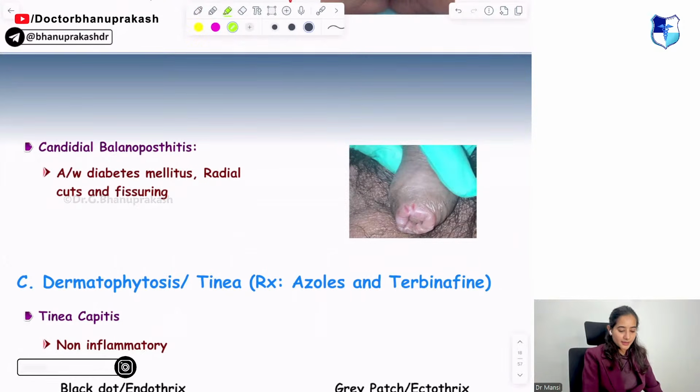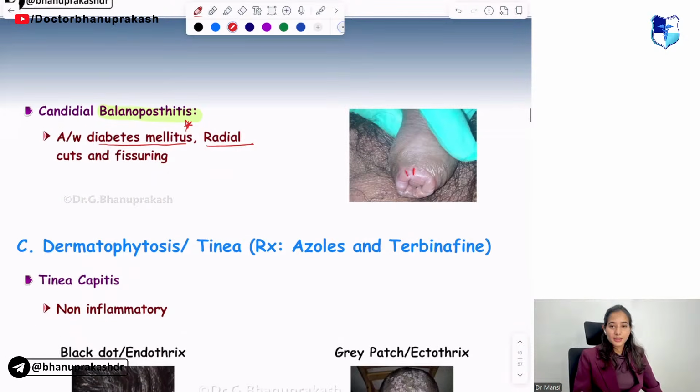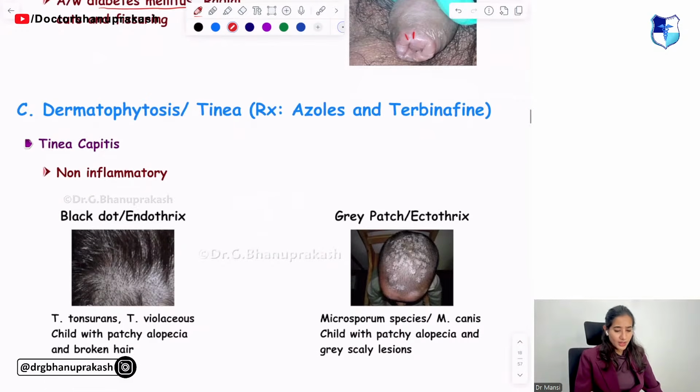Then candidal balanoposthitis. Look for a history of diabetes in these patients, because this is associated with diabetes mellitus. In OPD, it comes like a 60-year-old male who has been on anti-diabetic drugs for 20 years, and he's just not a controlled diabetes case. In those people you can find it. They have radial cuts and fissures. This is the classical sign. Itching is always there, and it also gives burning. Both things will be there.